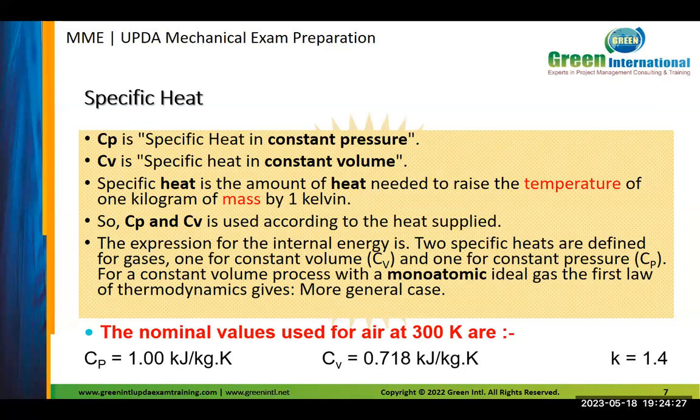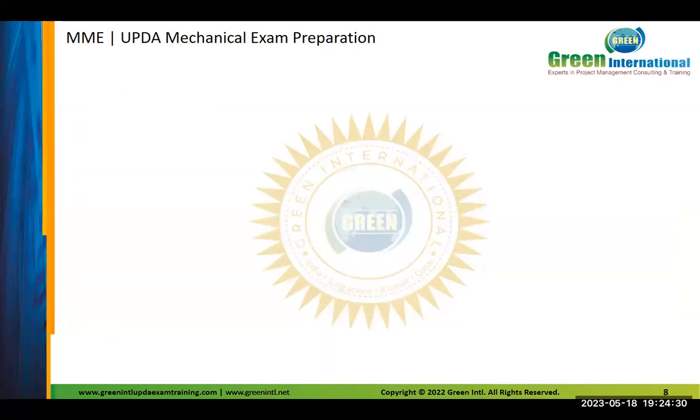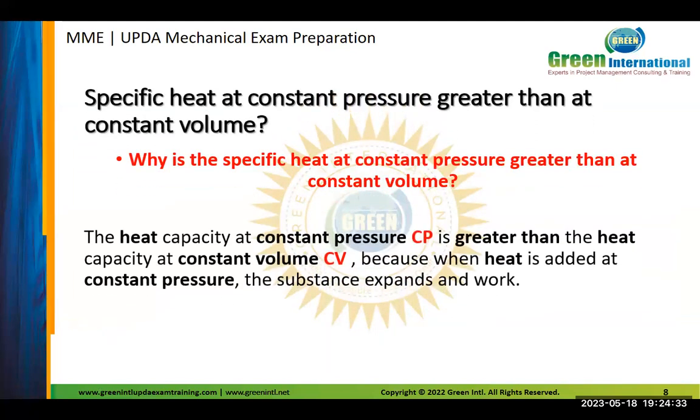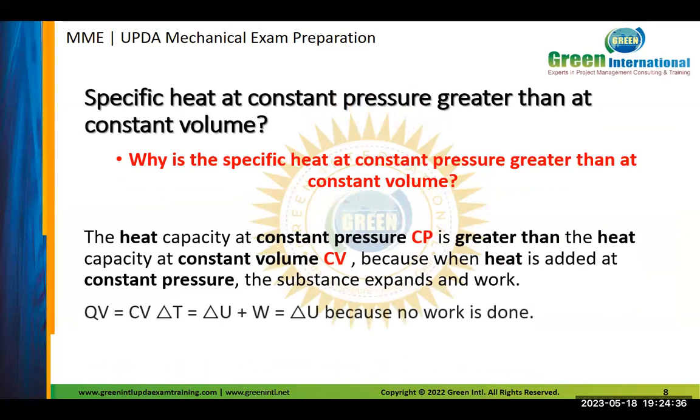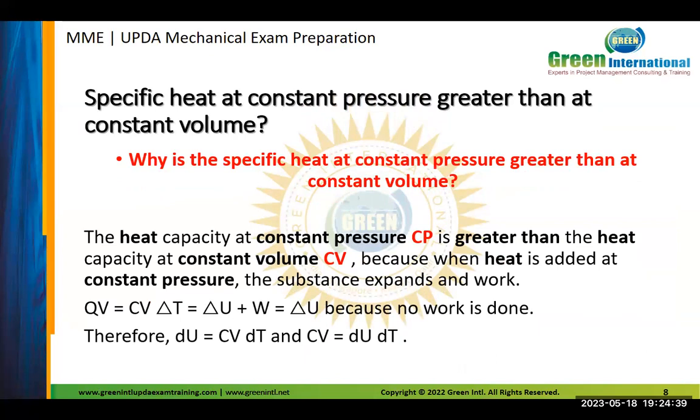CP, CV, gamma or k for air. Specific heat at constant pressure is greater than at constant volume. Any idea why? Actually, at constant pressure, a part of the expansion work happens, it is already involved. But for CV at constant volume, this does not appear, so it is less than CP.